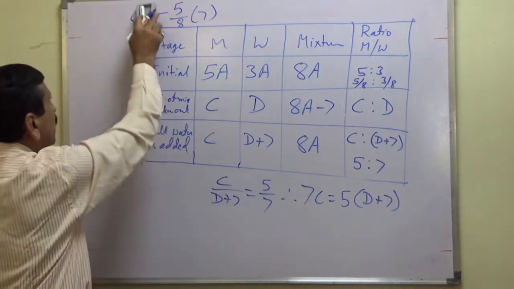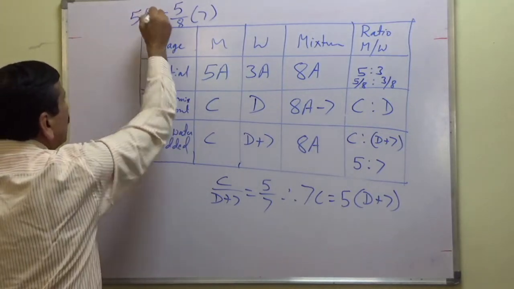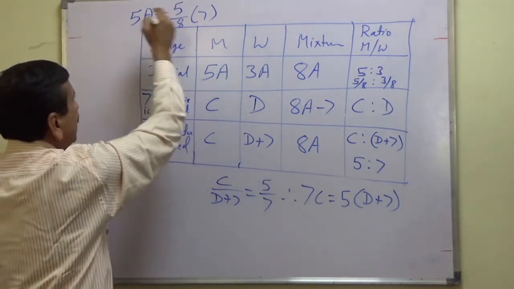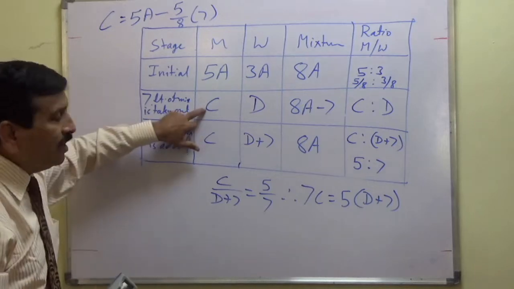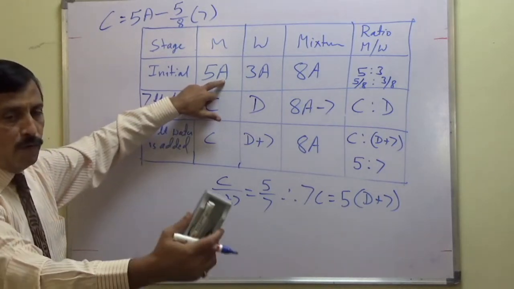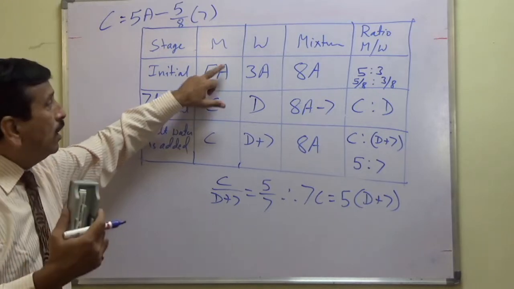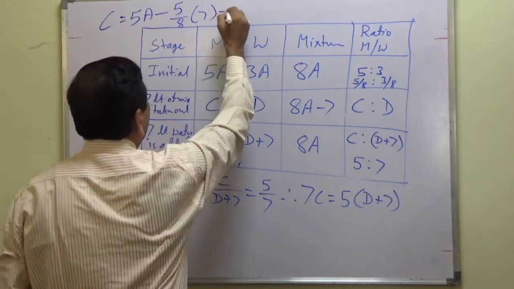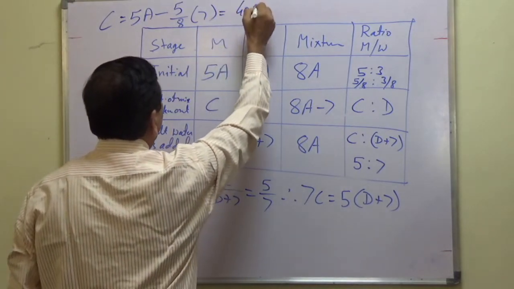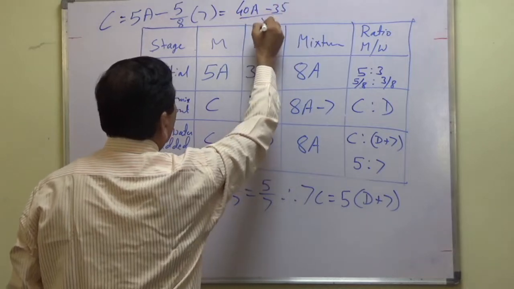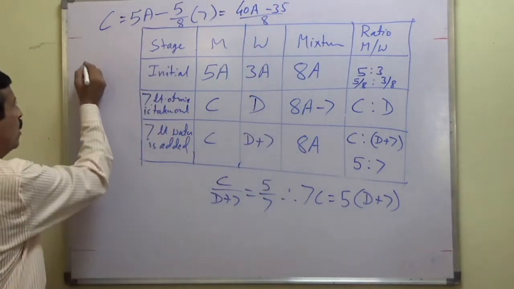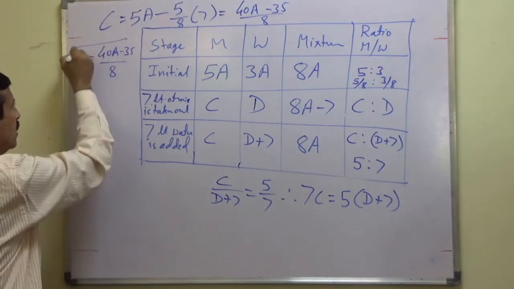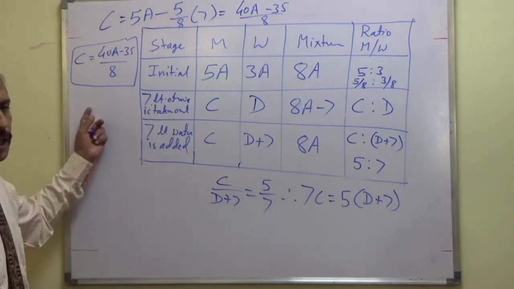So C will be what? Initial C was 5A. And from that 5/8 of 7 liter is taken out. And this will become my C. My C will be whatever milk was there, from which when 7 liter of mixture taken out, 5/8 of the 7 liter will be milk. So it is reduced, and my C is this. And therefore I'll get C is equal to 40A minus 35 upon 8. Now should I write C over here? C is equal to 40A minus 35 upon 8. Just for calculations, I am analyzing and putting it over here.